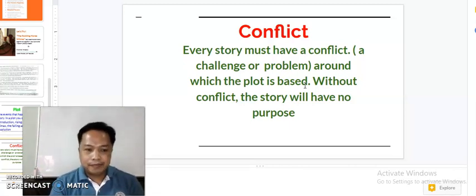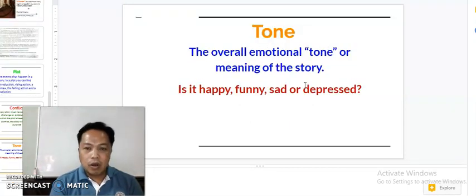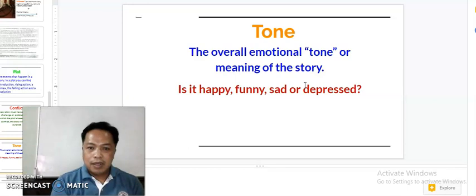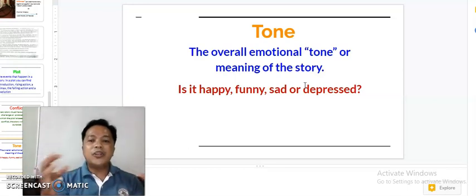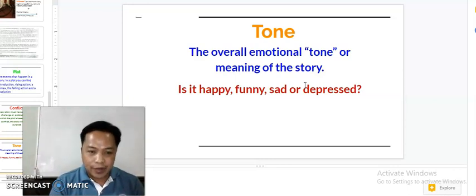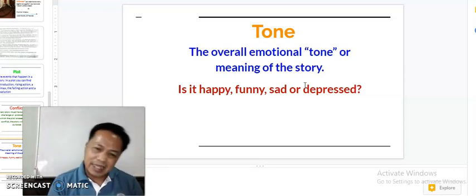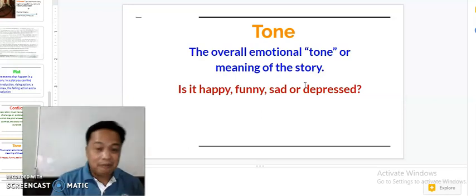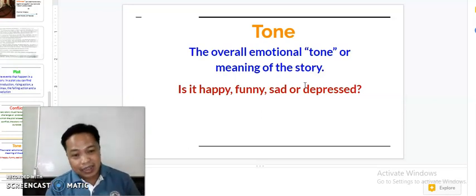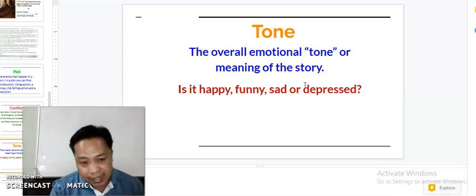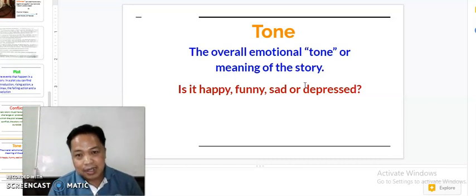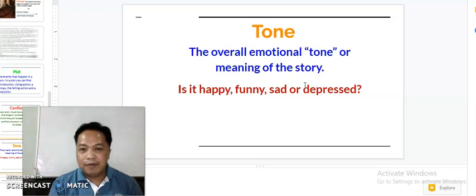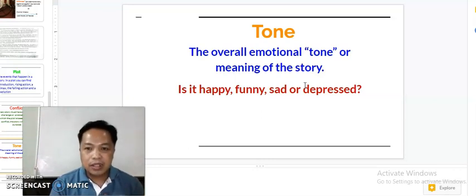Tone. This is the overall emotional tone or meaning of the story. Is it happy? Funny? Sad? Or depressed? So, this is the overall emotional tone or meaning of the story. Okay.